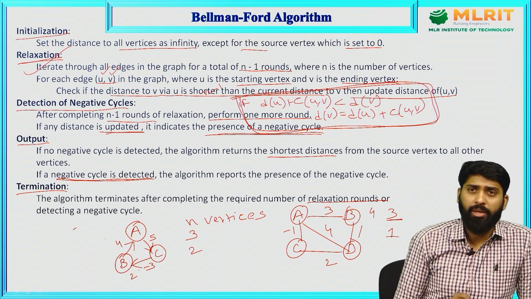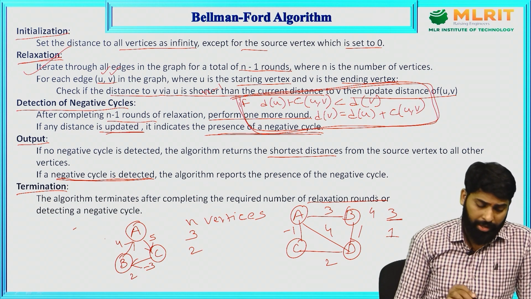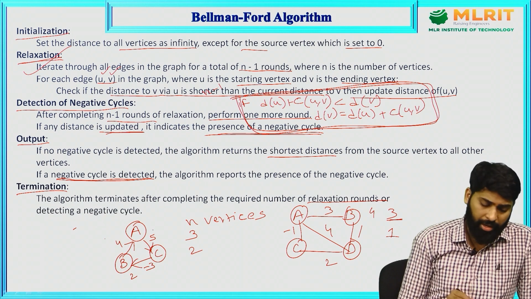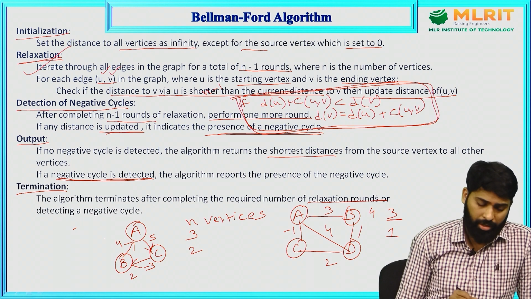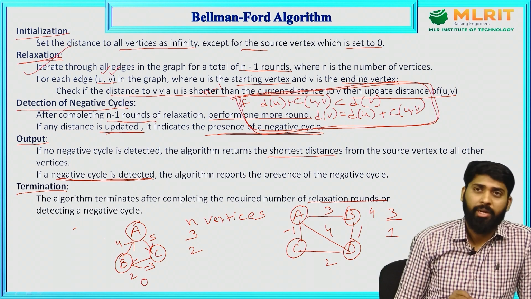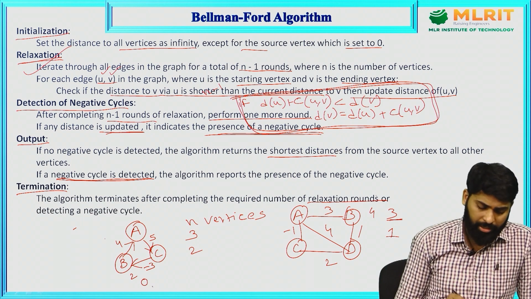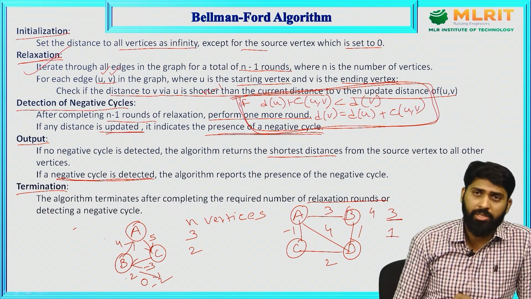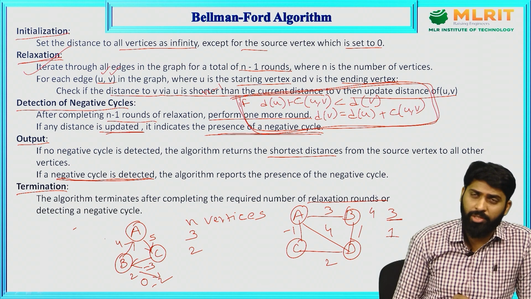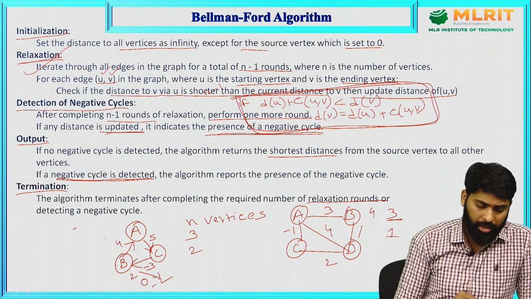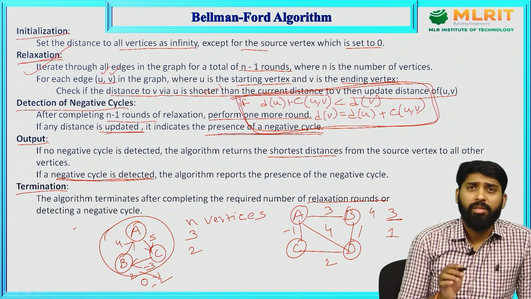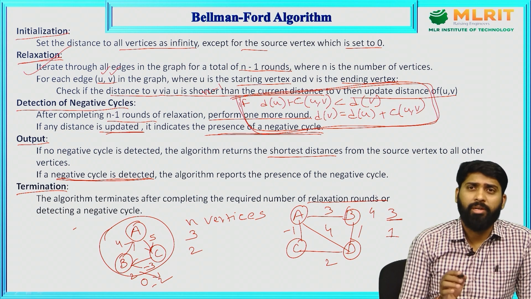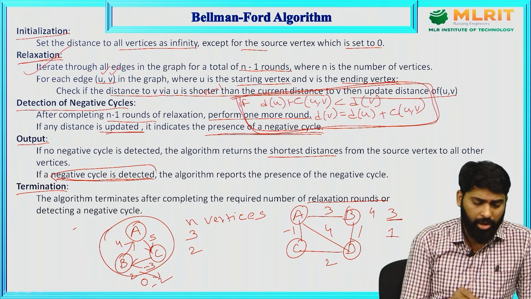Distance of B from A, it is 2. Okay, in the next iteration again, 5 minus 3, 2. Now it becomes 0. In the next iteration it becomes minus 2. Okay, now here the value of B is changing from 2 to 0, 0 to minus 2 because of this cycle. The Bellman-Ford algorithm will detect whether the graph contains negative cycles or not.